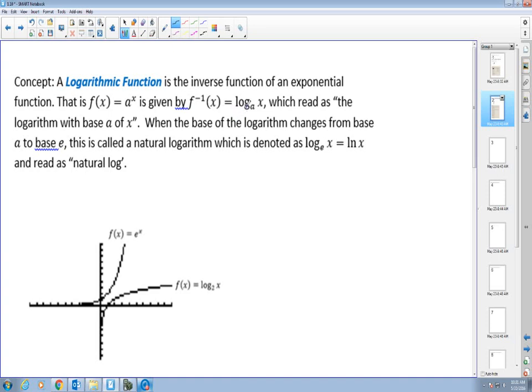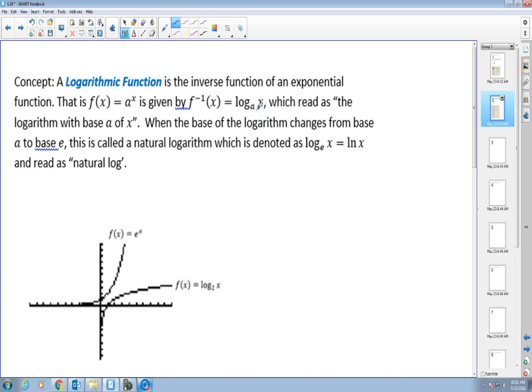So what is a log function really? It is simply an inverse function of an exponential function. Okay, because an exponential function is a one-to-one function, we can find its inverse, which is log with the base a of x.